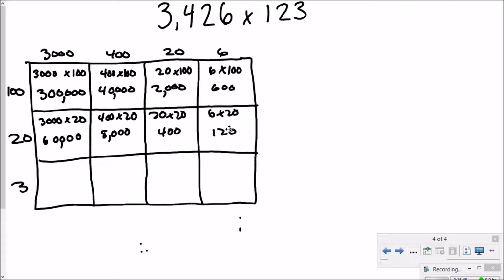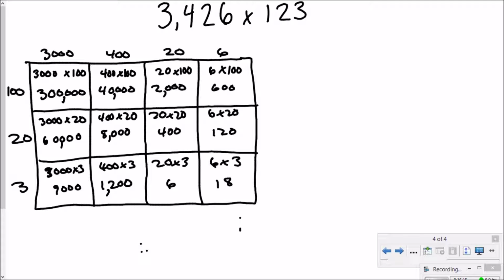Last row, I'm going to go on this one without mistakes, at least I hope. 3 times 3,000 is 9,000. 400 times 3 is 1,200. 20 times 3 is 60. And then 6 times 3 is 18.